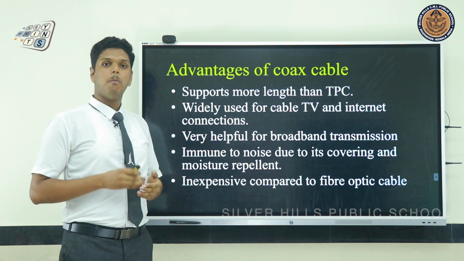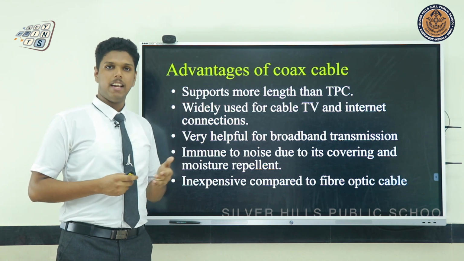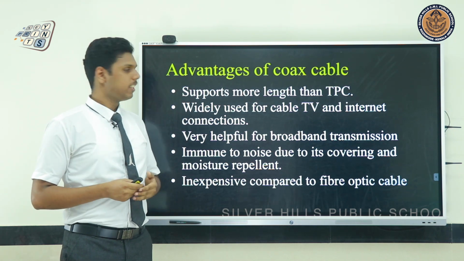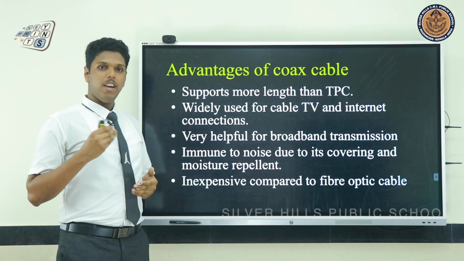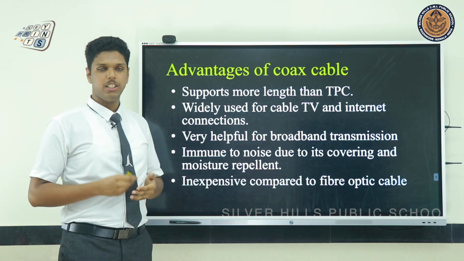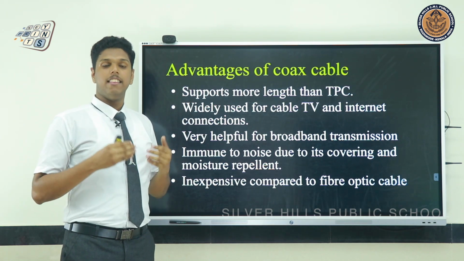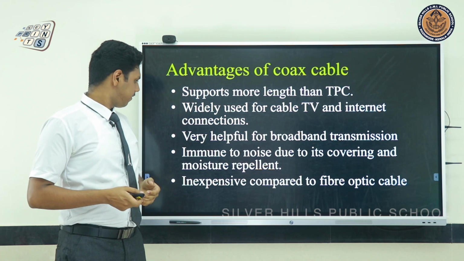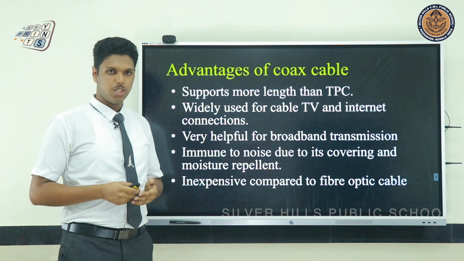Now let us discuss the advantages of using coax cable. It supports more line length compared to twisted pair cable, and they are also widely used for internet connections and cable TV connections. This wire can be used both indoors and outdoors, and they are very helpful for broadband connections. Since these cables have a braided metal shield, that makes them immune to eavesdropping, and they do not engage in any crosstalk, and they are also moisture repellent, which means they can be used outdoors too. And they are inexpensive as compared to fiber optic cable, which we shall discuss soon.